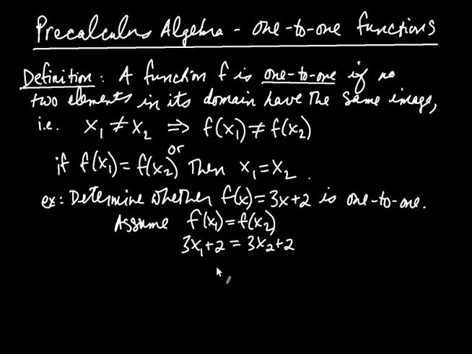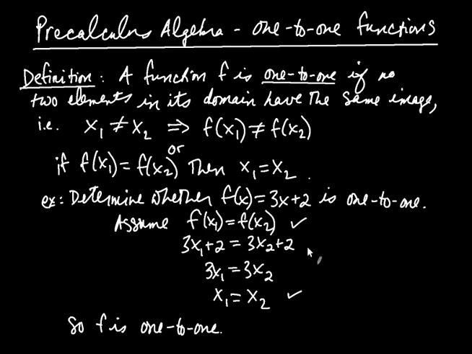Well, if you subtract 2 from both sides, you get 3x1 is equal to 3x2. And then if you divide both sides by 3, you get the logical conclusion that x1 had to be equal to x2. In other words, if you assumed the outputs were the same, that implies the underlying inputs must have been the same. And that tells you this function is one-to-one. So f is one-to-one.